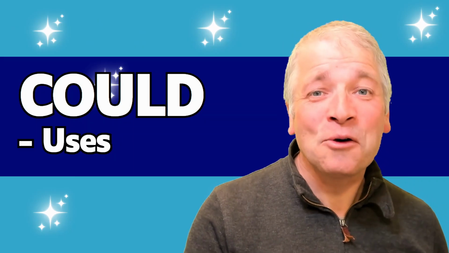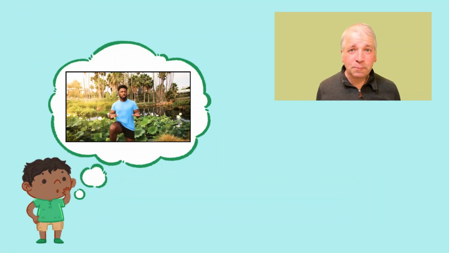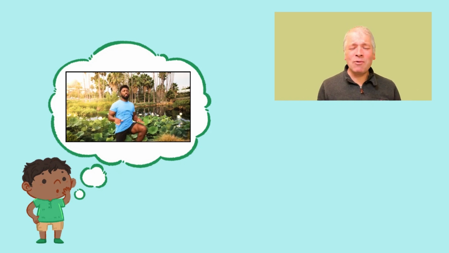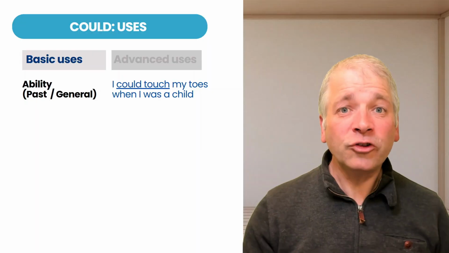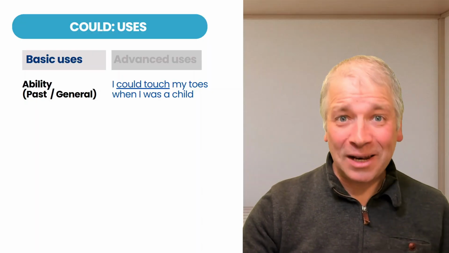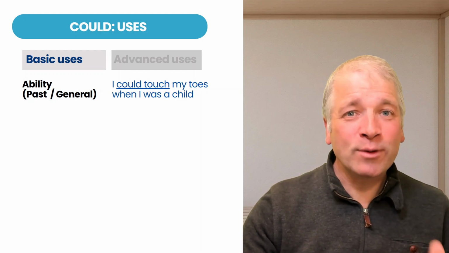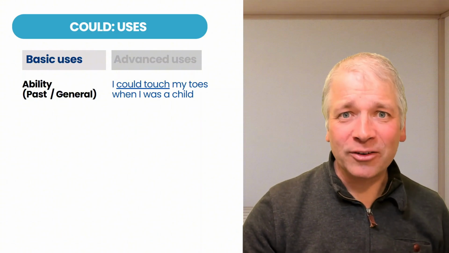There are lots of different uses of could. Let's look at them now. This boy is thinking about when he was younger, and he remembers, I could touch my toes when I was younger. So just as can shows ability in the present, could shows ability in the past. I could touch my toes when I was a child. There are some complications we'll come to in a moment.